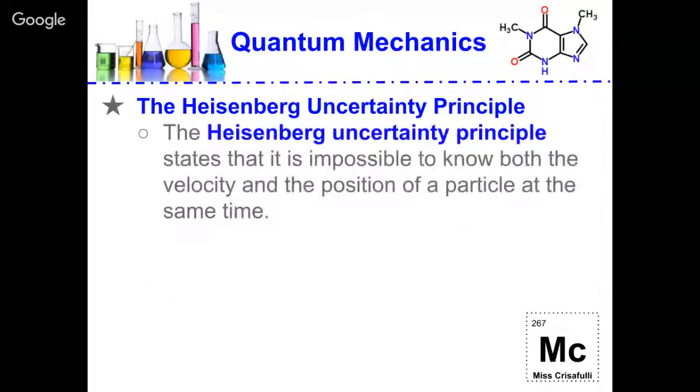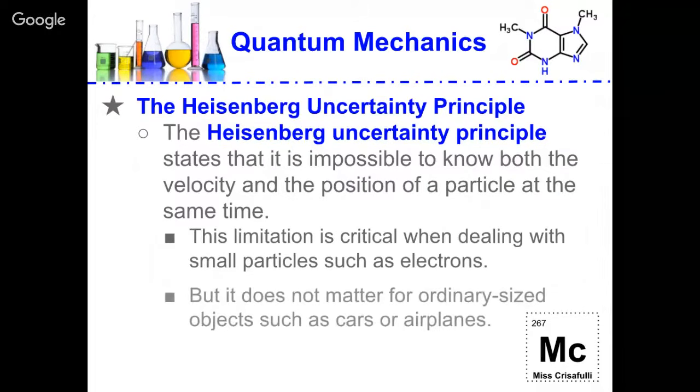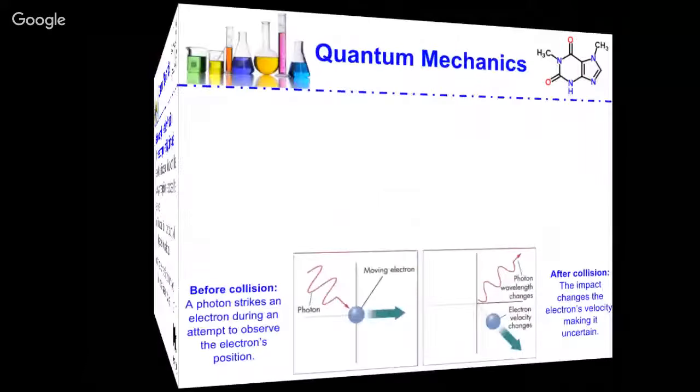Heisenberg, we've talked about him before, has an uncertainty principle. He states that it is impossible to know both the velocity and the position of a particle at the same time. This limitation is critical when dealing with small particles such as electrons, but it does not matter for ordinary size objects like cars or airplanes.